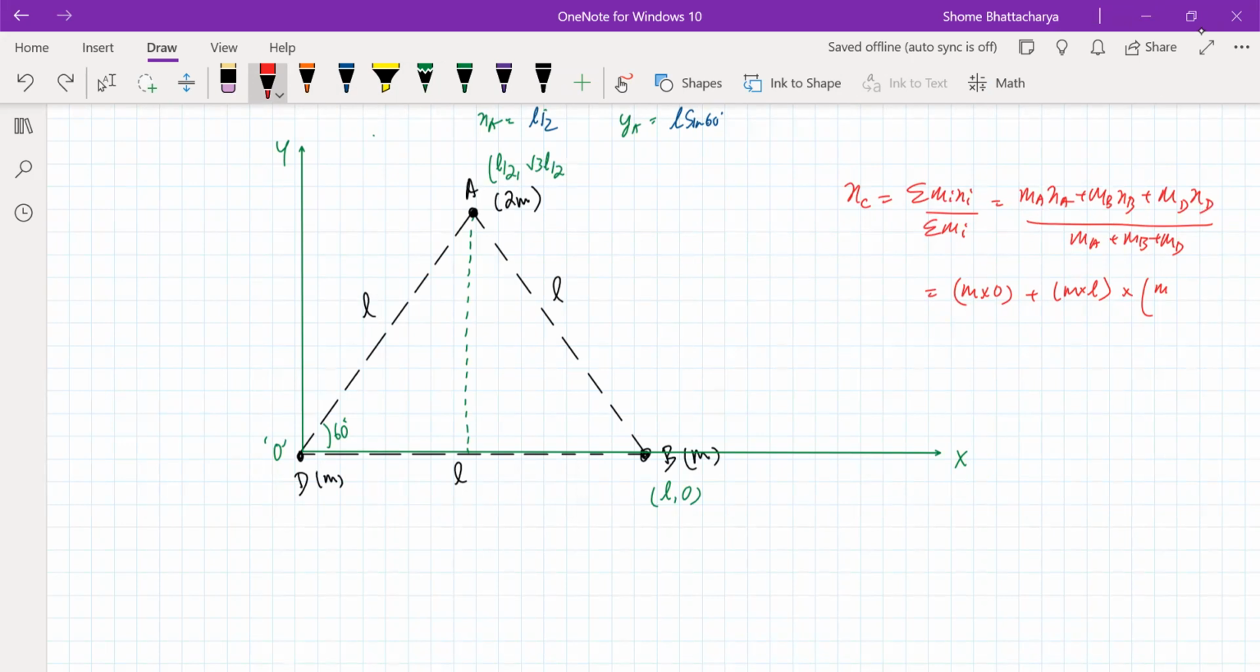When we write it in proper order, A's contribution is 2m into L by 2. B's contribution is m into L. D's contribution is m into 0, divided by the total mass. So how much is that becoming? That's L by 2.